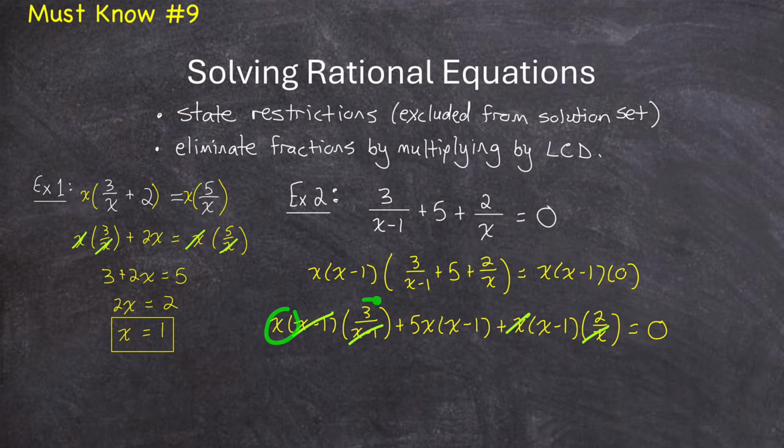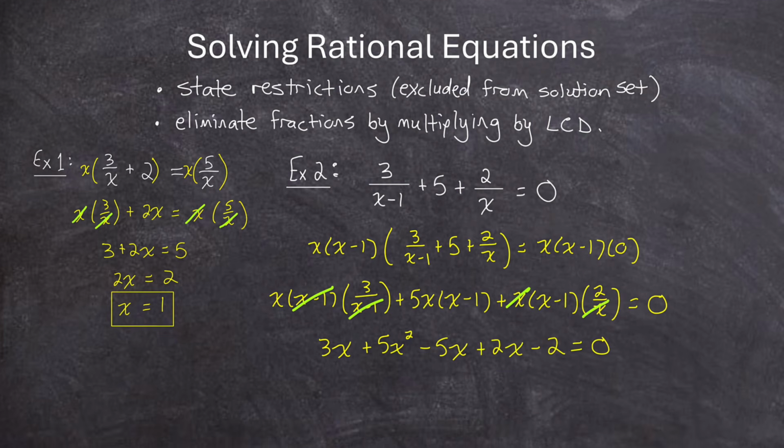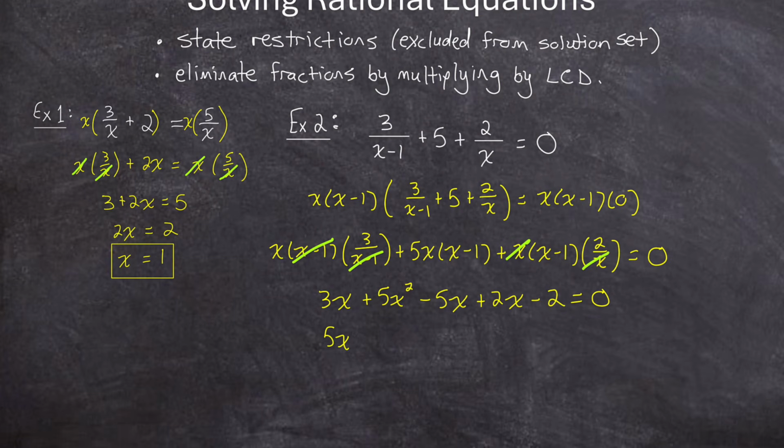I've got x times 3 plus 5x times x minus 1. I'll distribute that 5x plus x minus 1 times 2. I'll distribute that 2 to the x minus 1. And now I just have a quadratic equation to solve. It's 5x squared, and then 3x plus 2x is 5x, minus 5x is 0x, and then minus 2. So I have 5x squared minus 2 equals 0.